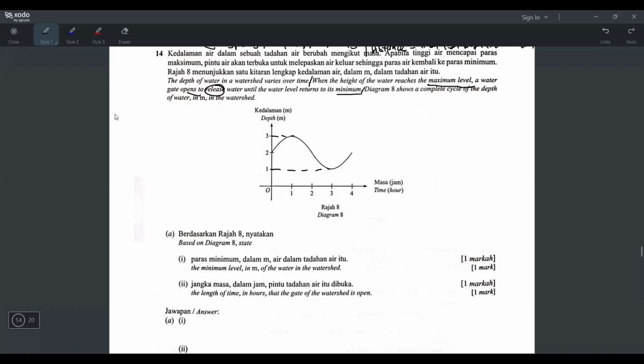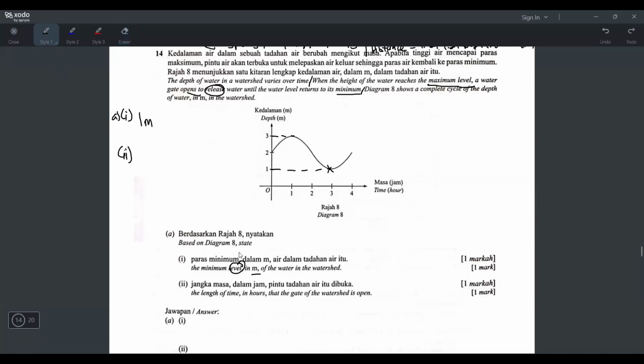Okay, so now we can do A1. Based on diagram 8, state the minimum level in meters of the water in the watershed. So they want the minimum water level in meters. This is the minimum water level, and the answer is 1 meter. Don't go and write 3. 3 is the time in hours. I don't want the time, I want the water level in meters. So that's the answer.